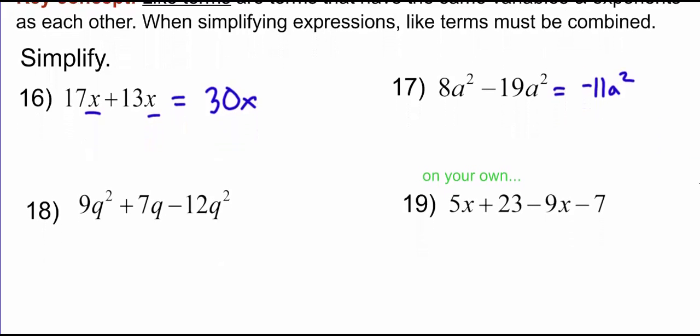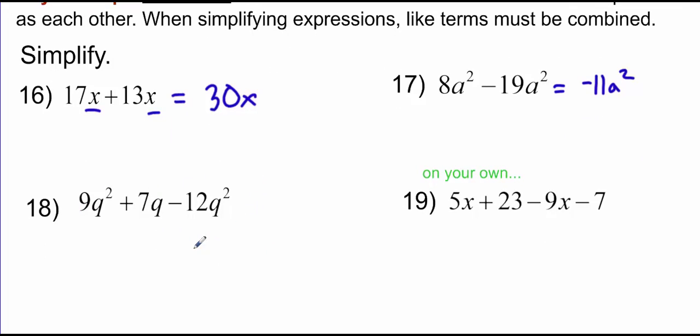All right, on number 18, notice we have 3 terms this time, but 2 of them are the same. So I'm going to focus on the 2 that are the same. 9q squared minus 12q squared. I'm going to go ahead and write those. So that's 9 minus 12 gives me negative 3, and we still have the q squared hanging on there. And that 7q, I just have to leave as is.